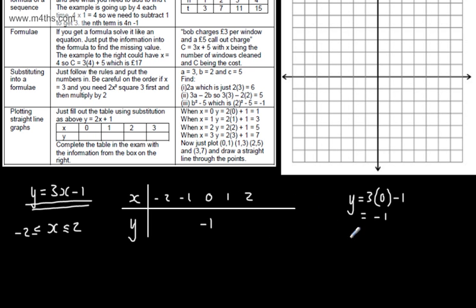If we take x to be 1, y is going to be 3 lots of 1 minus 1. That's going to give me 2. At this stage, you might have spotted that it's going up by this fixed amount of 3. If not, we can go ahead and do the next one. When x is 2, 3 lots of 2 minus 1 gives me 5. So all I've done is subbed in values of x. We can see that this is going up by 3. Therefore, if you don't want to work the others out, you can simply go down by 3.